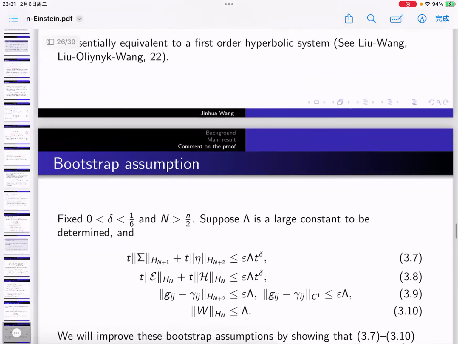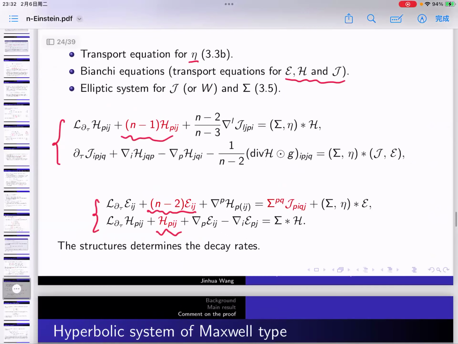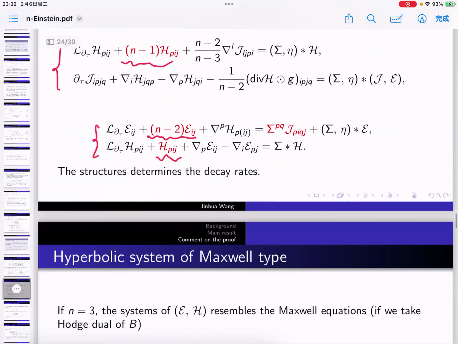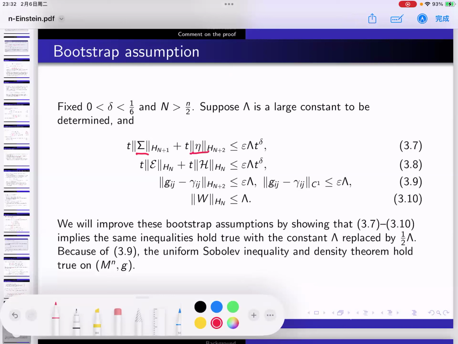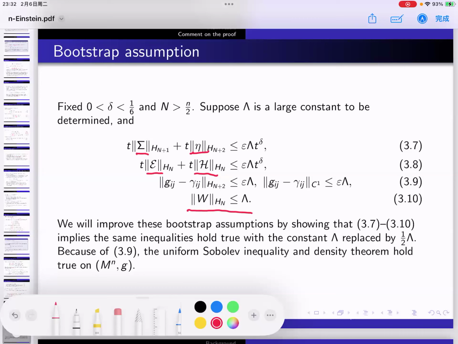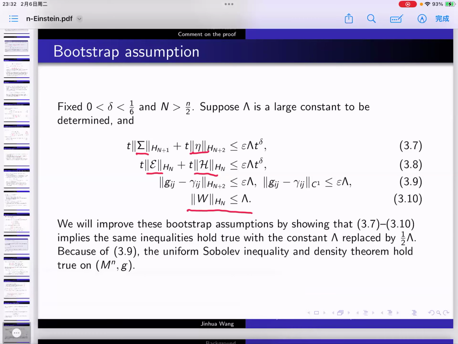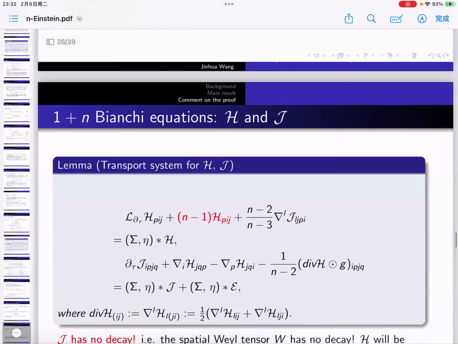So for the proof, we will have to do the energy estimate for this coupled system. We begin with the bootstrap assumption. In this bootstrap assumption, we can see that sigma, the second fundamental form, and this curly E and curly H, the decay rate is almost t^-1, but this spatial Weyl tensor does not decay, and this is determined by the Bianchi equation, and we will see that.